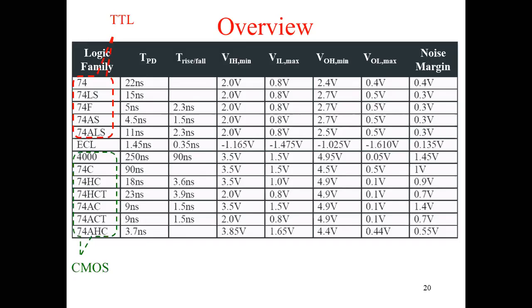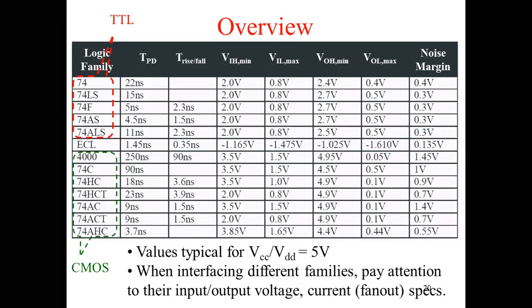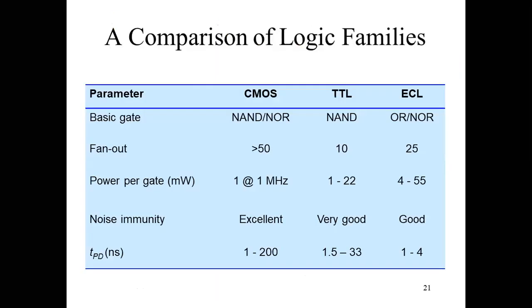These are the TTL, these are the CMOS. So here is more comparison. The basic gate of CMOS is NAND and NOR, for TTL it is NAND, for ECL it is OR and NOR. Fan out is highest in CMOS. Power per gate is again low in CMOS. Noise immunity is excellent in CMOS, and propagation delay is best in ECL.